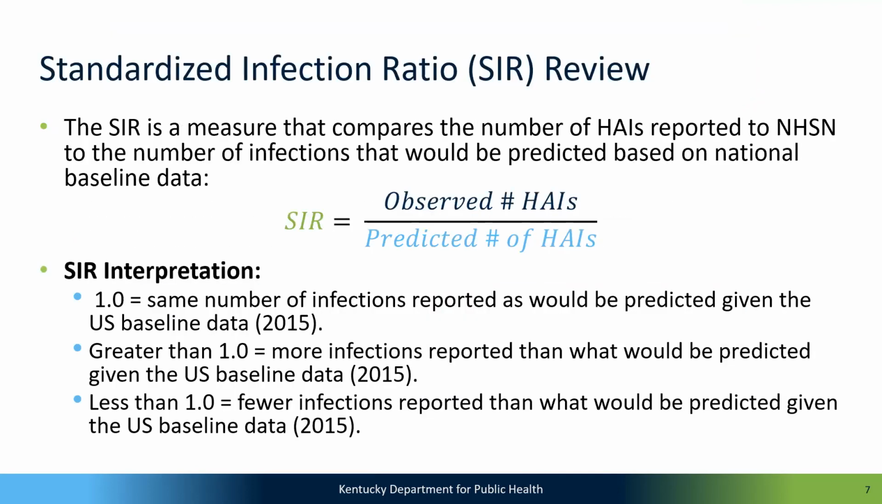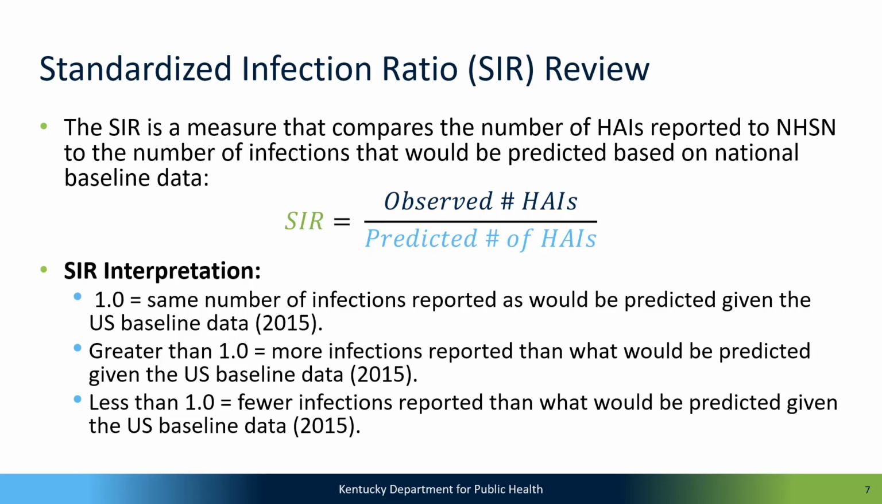Now we will do a quick review of the SIR. So the SIR is a metric that is a ratio of the number of HAIs observed versus the number of HAIs predicted. The SIR is calculated by taking the number of observed HAIs divided by the number of predicted HAIs. The SIR is interpreted differently based on the value.